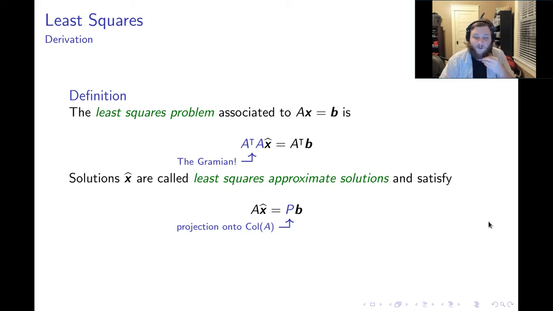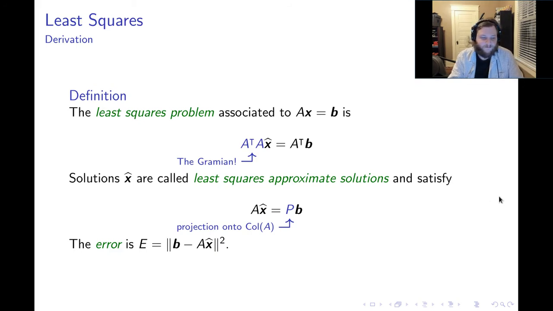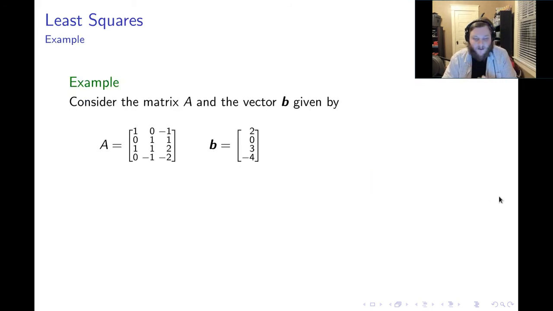When we're working with least squares, there's a notion of error, and that notion of error, E, is the square length of the difference between b and A times x hat. So this is the square length of b minus A times x hat. That's called the error in the least squares problem. So let's look at an example here. Here I have a 4x3 matrix A and a vector b. I happen to know that the system Ax equals b here is inconsistent.